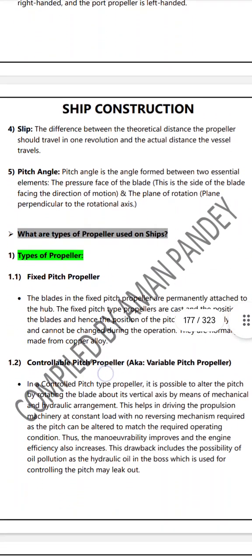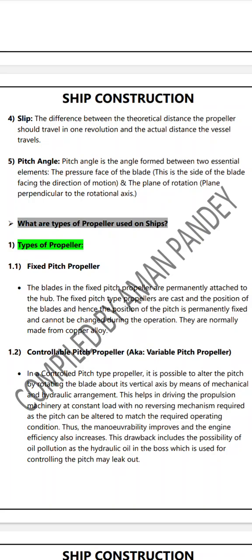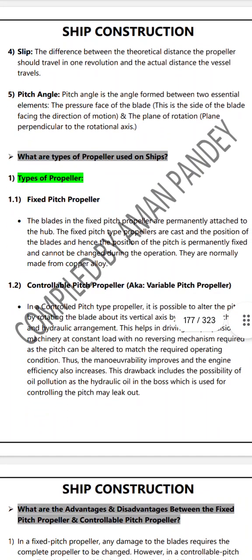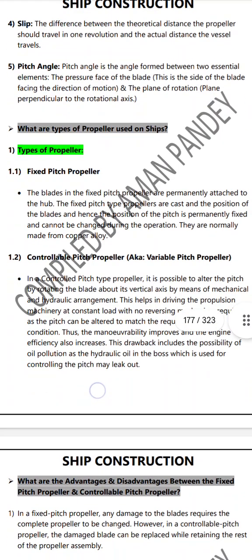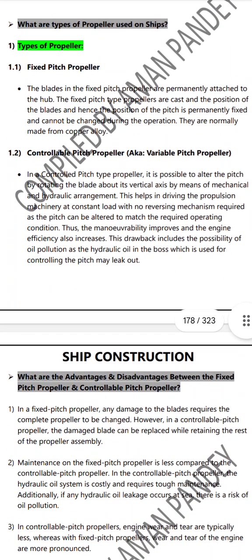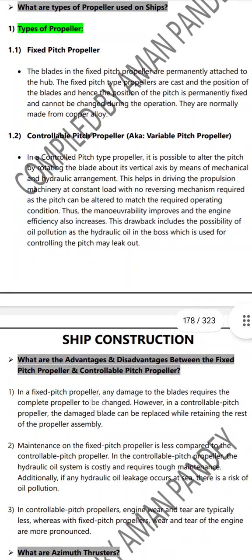Slip is the difference between the theoretical distance the propeller should travel in one revolution and the actual distance the vessel travels. Pitch angle is the angle between the face plate of the propeller and the axis of rotation, the plane of rotation. The face plate is the side of the blade facing the direction of motion. Now, types of propeller: fixed pitch propeller or controllable pitch propeller.